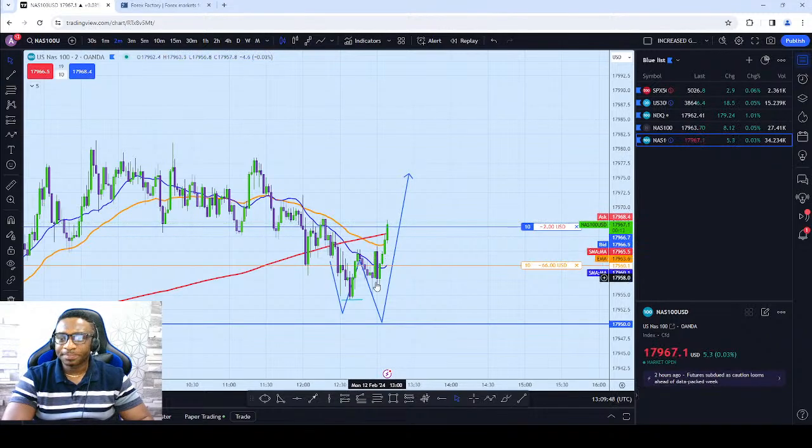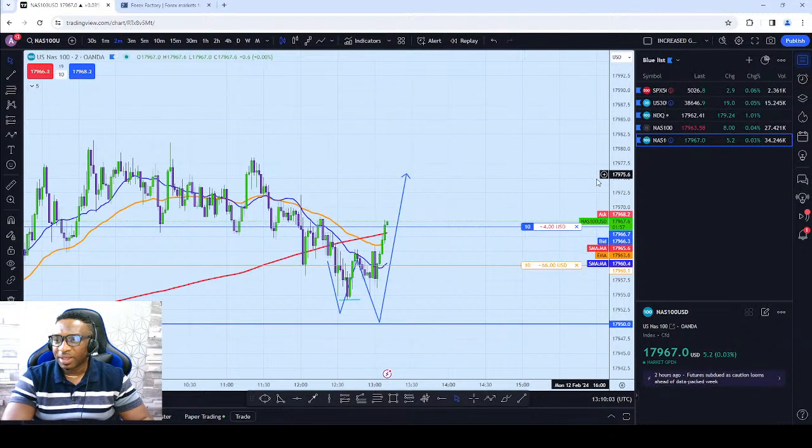As we can see, price is now above the 20 moving average, and it's now gone above the 200 and the 50 as well. So we anticipate some moves here. Let's look at the next level that we aim to catch.